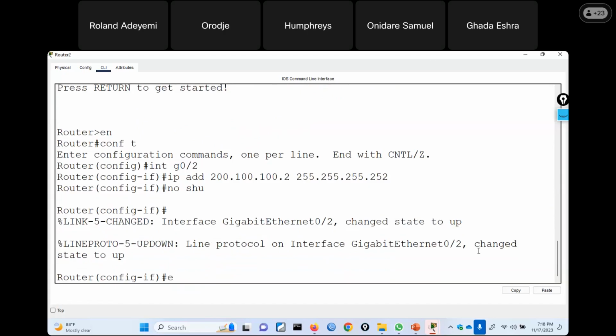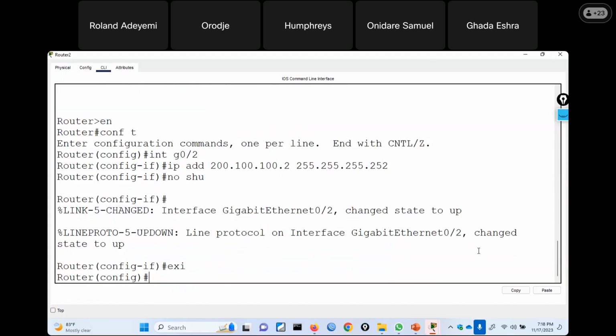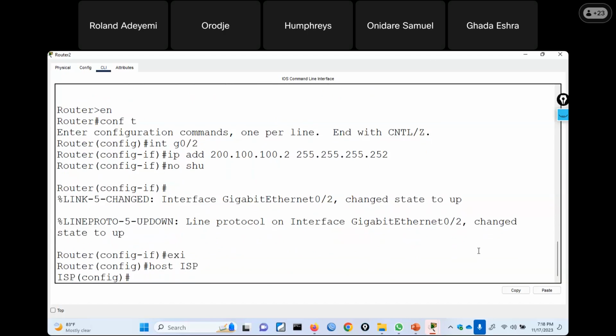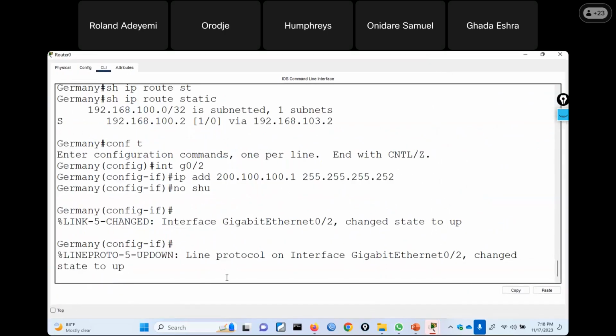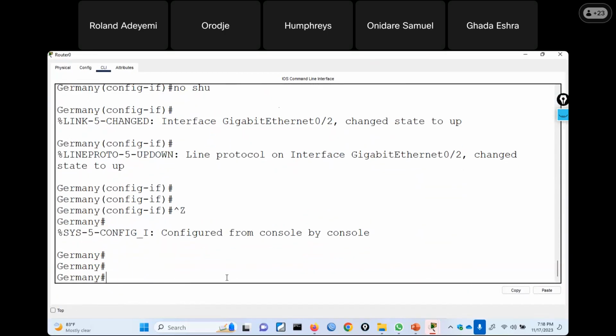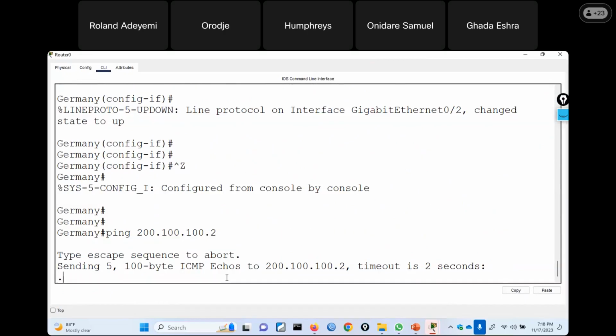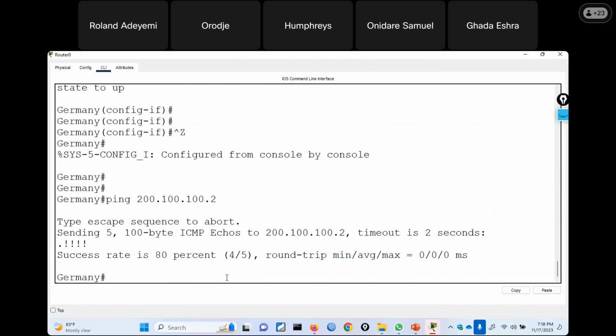So let's call this router ISP. So this is our ISP router. Let's see if it is reachable from Germany. Ping. You can see that Germany can reach the ISP router, directly connected.